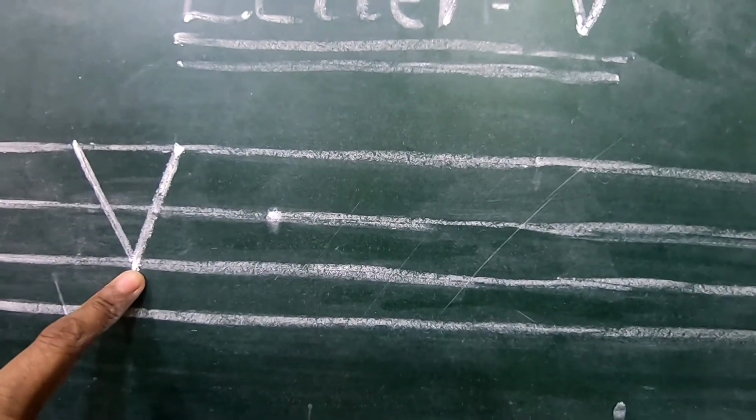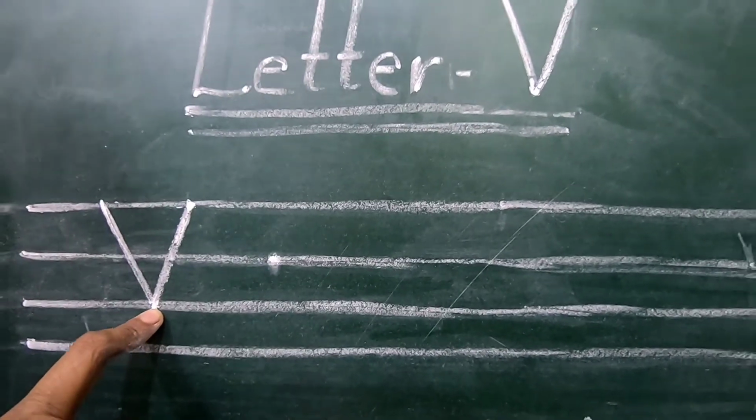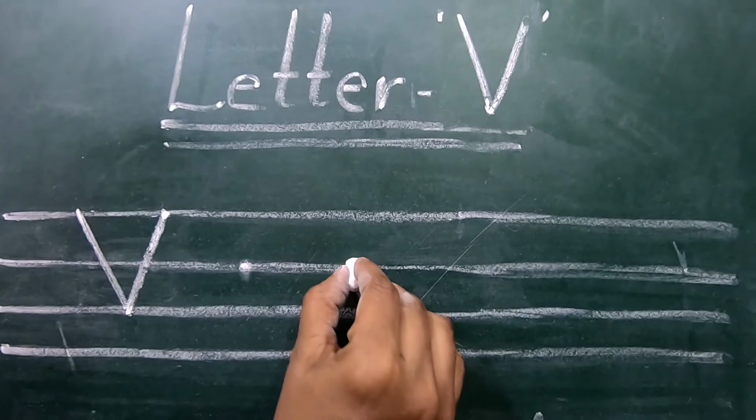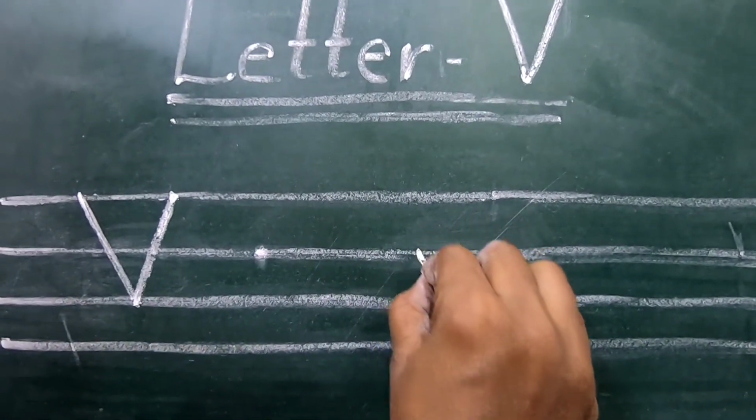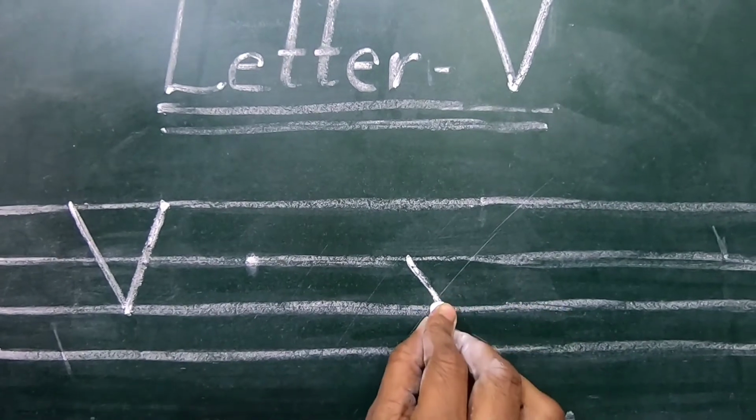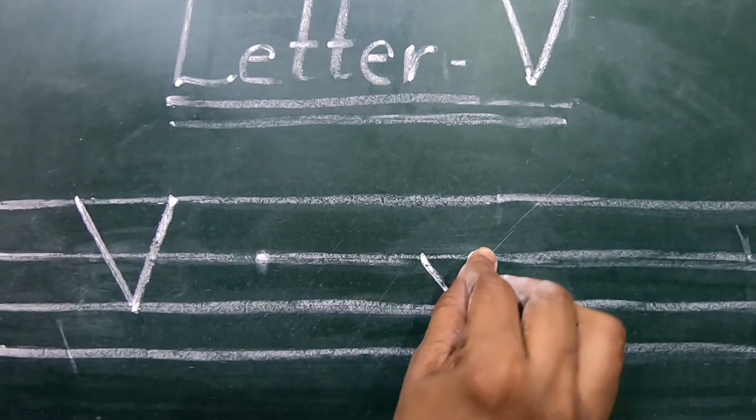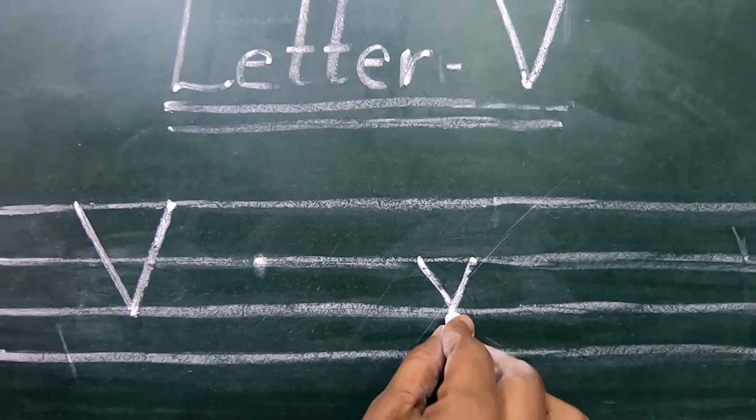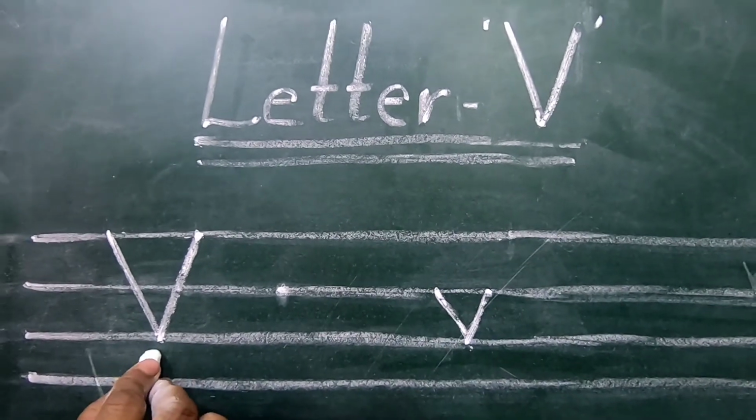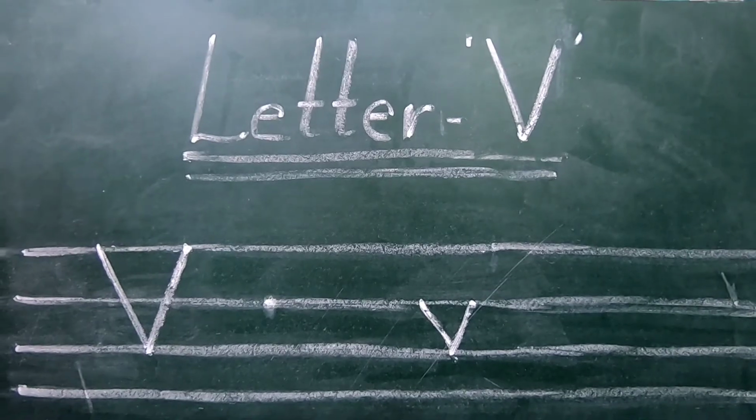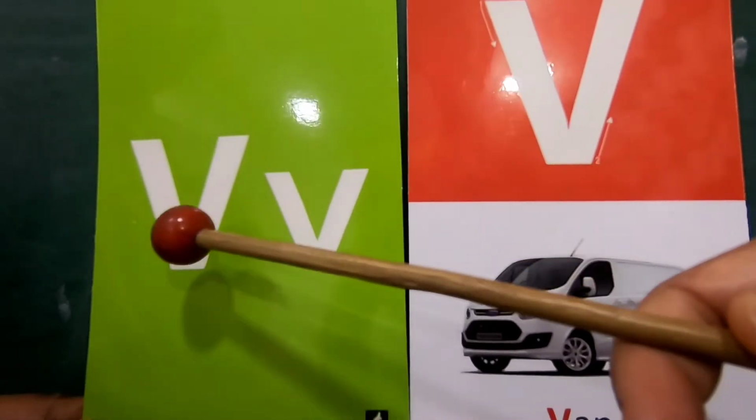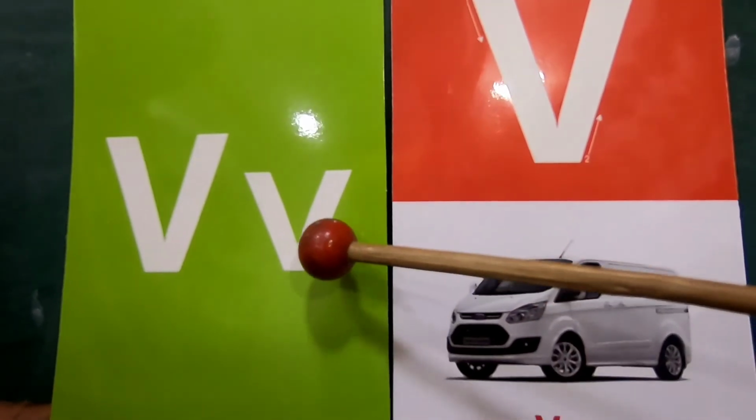This is capital V. Now practice this, and then for small v, what we have to do, we have to start from the waistline, make a short slanting line, then go upward up to the waistline again. This is small v, capital V and small v. Now practice the phonic sound of V. So this is capital V and this is small v.